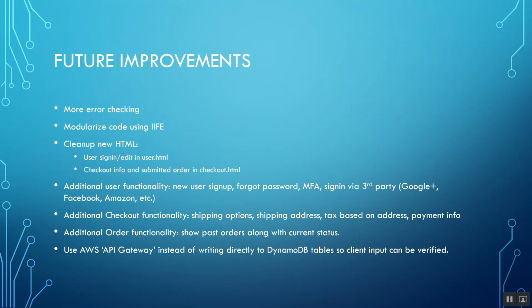Add some more user functionality, like new user sign up, forgot password, signing in via third party. Additional checkout functionality like shipping options, shipping order, tax, payment information, show past orders along with their status, and most especially use AWS API Gateway instead of writing directly to the tables so that any client input can be verified.